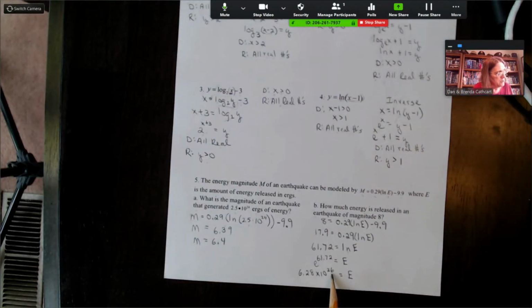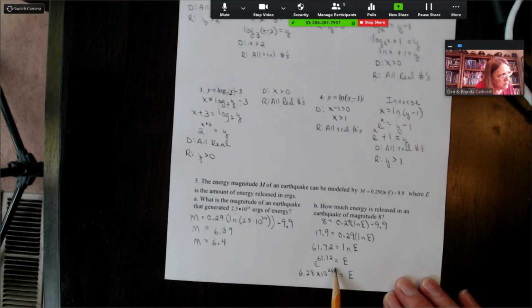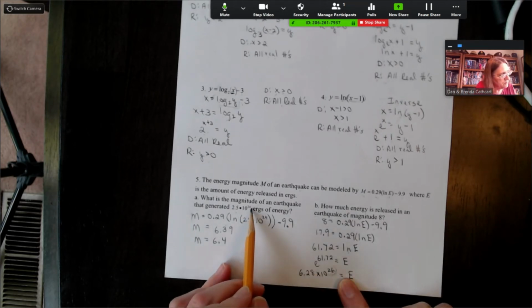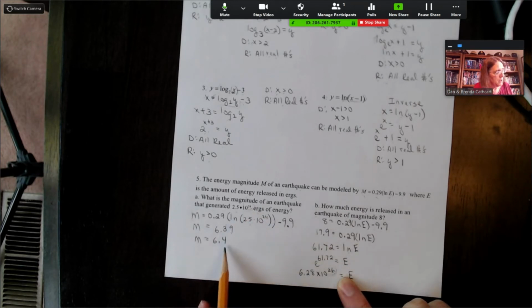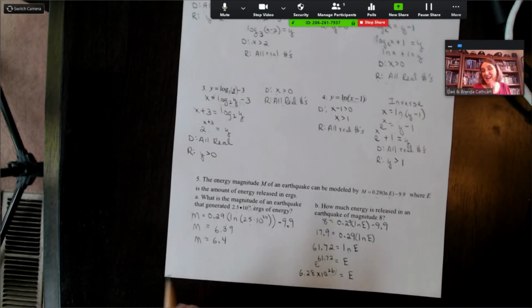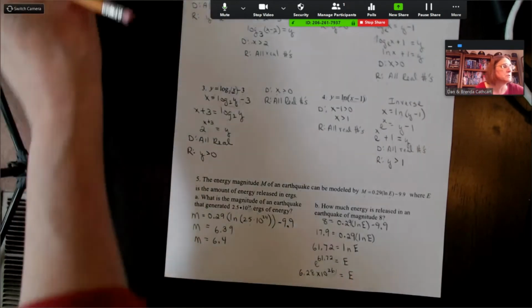Notice that it is 2 orders of magnitude greater than the amount of energy released when we had an earthquake of magnitude about 6. And that's how a logarithm scale works.